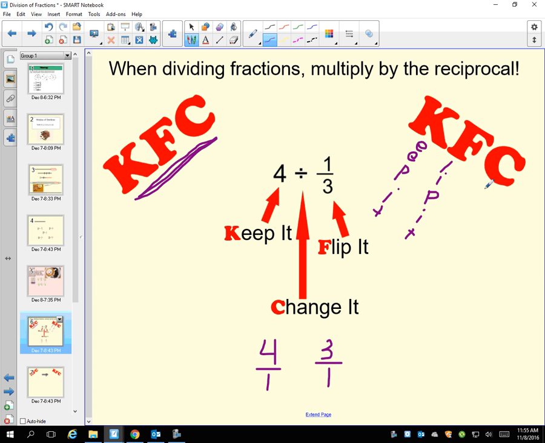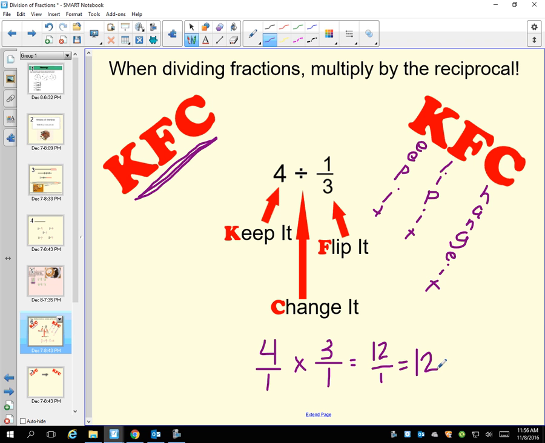And then change it is the C. Change it. And what we're changing is our division sign. We want to change that to a multiplication sign. And then when we multiply, we get 12 over 1, which is the same as 12 wholes.